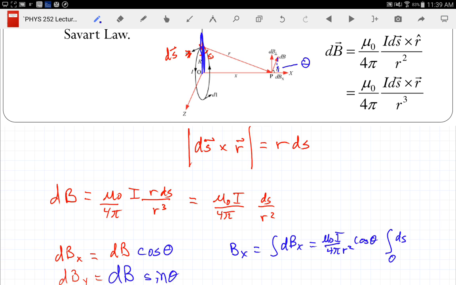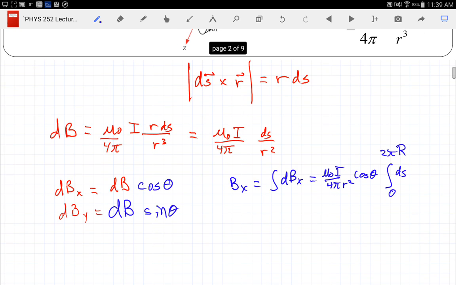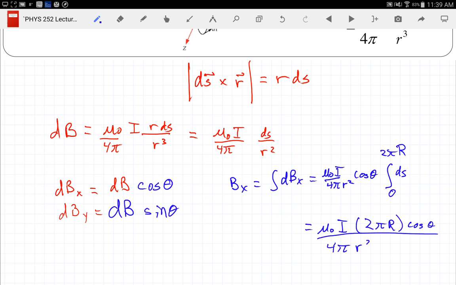I'm going around a circle, so that's going to be from 0 to 2 pi. Capital R was the radius of the circle. That's a pretty simple integral. Agreed? So that's what I get for my x component. I think I did all that right. What about the y component?